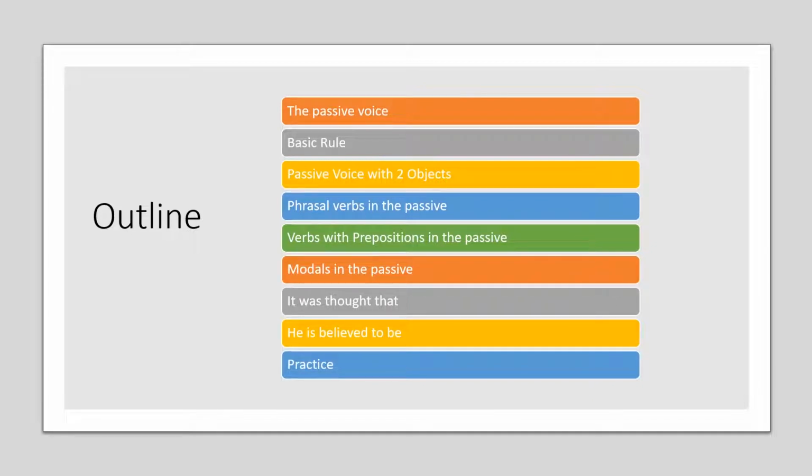So this is the outline of our lesson for today. We are going to see what the passive voice is. Then we move to the basic rule, passive voice with two objects, phrasal verbs in the passive, verbs with prepositions in the passive, modals in the passive, and we are going to see some forms of the passive voice with "it was thought that," or "it is thought that," and "he is believed to be," or "he was believed to be." Then we will move to some practice. Okay, so let's get started.